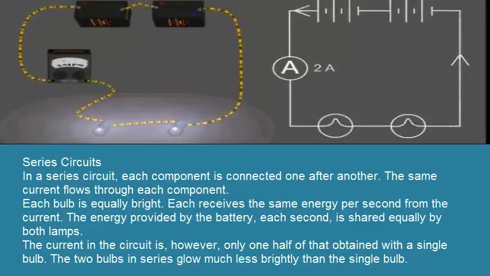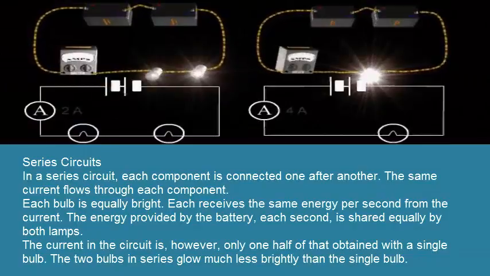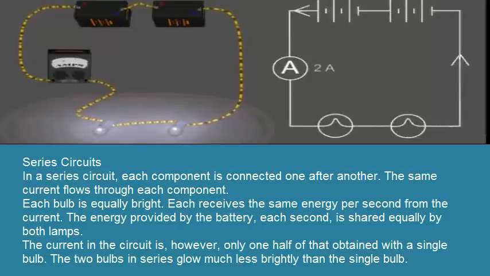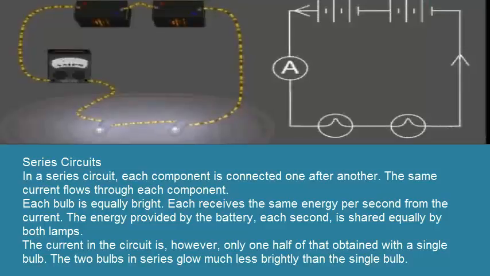Series circuits. In a series circuit, each component is connected one after another. The same current flows through each component. Each bulb is equally bright. Each receives the same energy per second from the current. The energy provided by the battery each second is shared equally by both lamps.